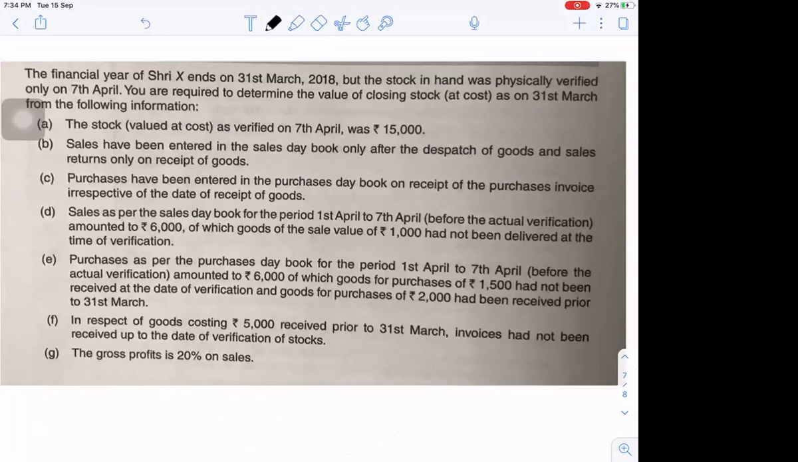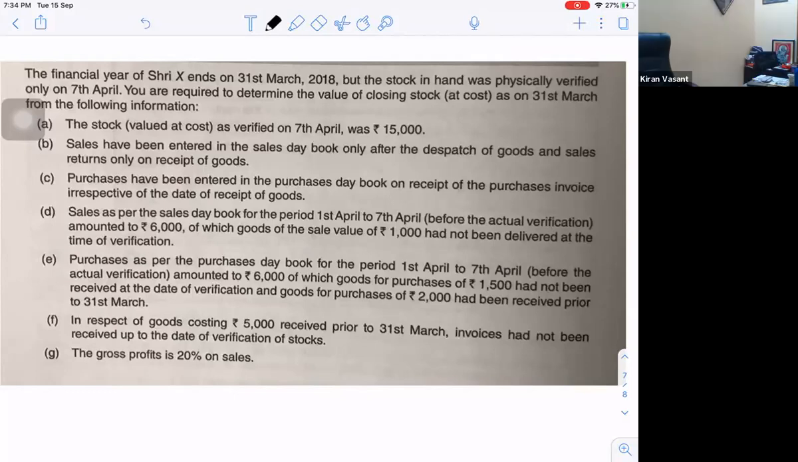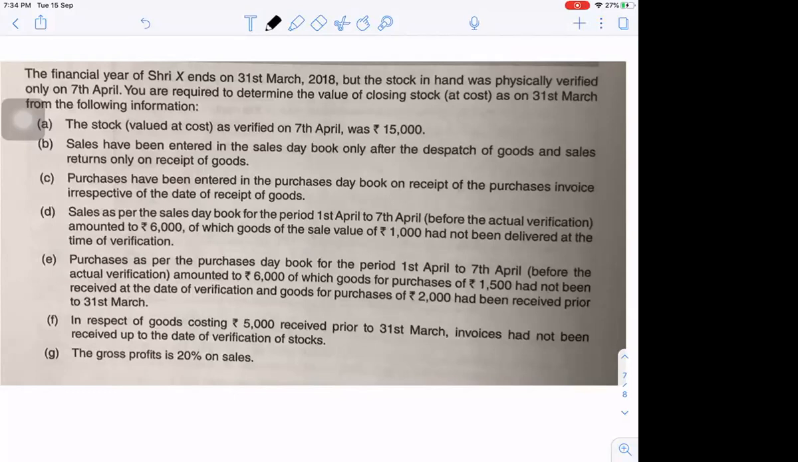The financial year of Shri X ends on 31st March 2018, but the stock in hand was physically verified only on 7th April. You are requested to determine the value of closing stock at cost as on 31st March from the following information. A. The stock valued at cost as verified on 7th April was rupees 15,000. Sales have been entered in the sales day book only after the dispatch of goods and sales return only on receipt of goods. Purchases have been entered in the purchase day book on receipt of the purchase invoice, irrespective of the date of receipt of goods.